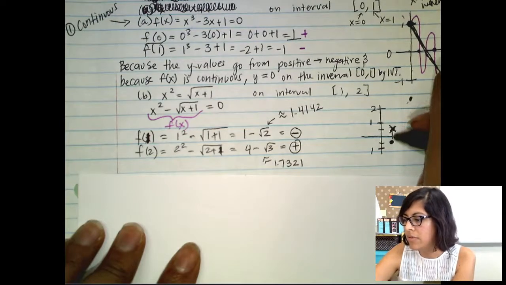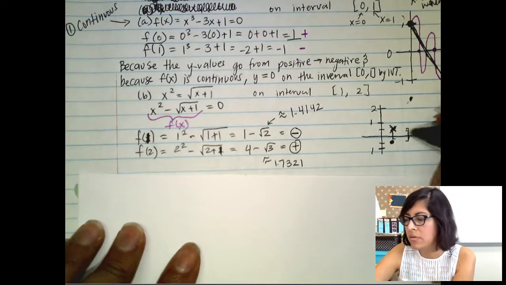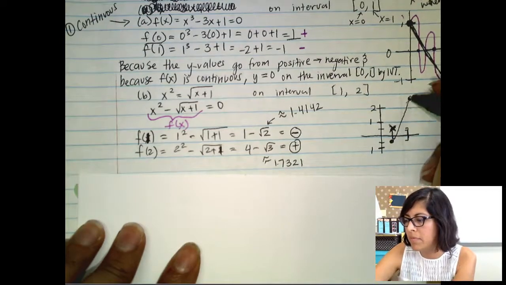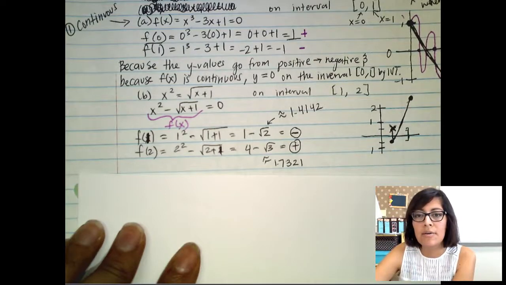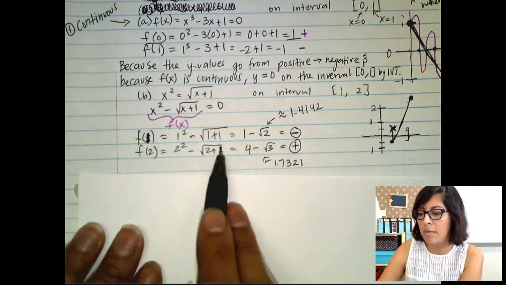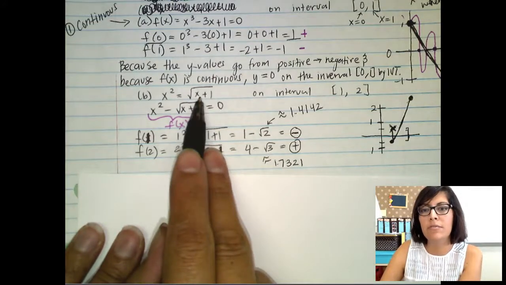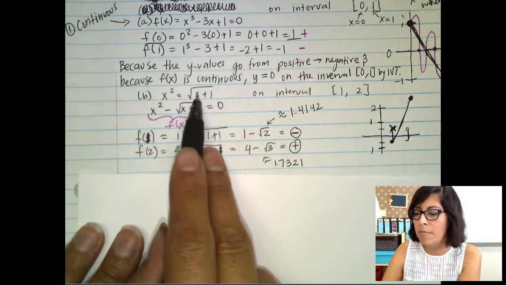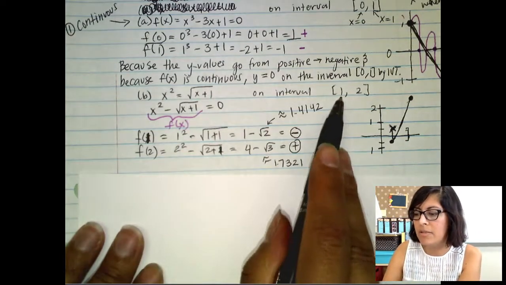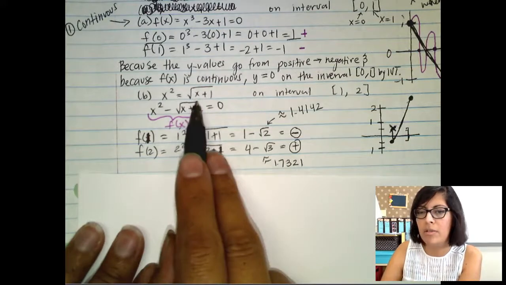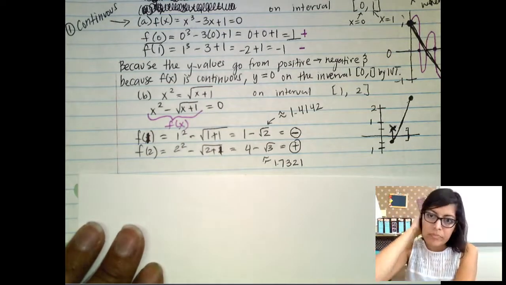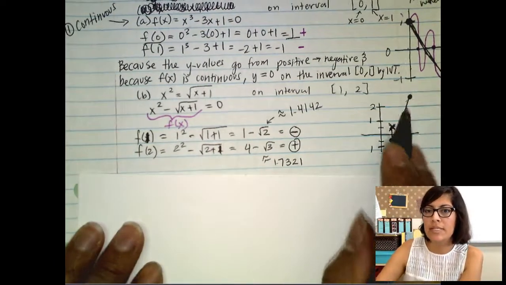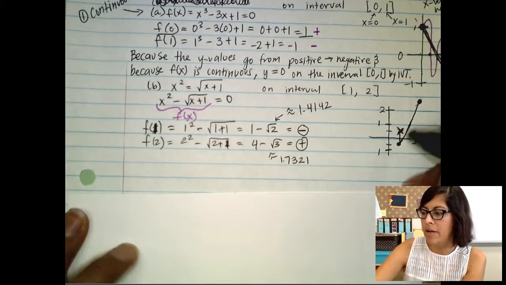So on this interval, 1 to 2, here are our 2 endpoints. If we were to connect them, this is continuous. The square root function is continuous for all positive values underneath the square root. 1 plus 1 is 2, 2 plus 1 is 3. So these are all positive values, they're all defined here. So it is continuous on here. So therefore, it crosses at least once.